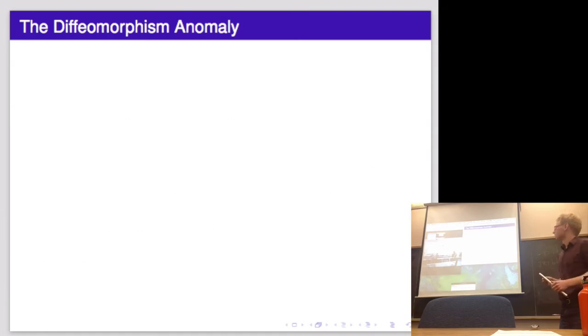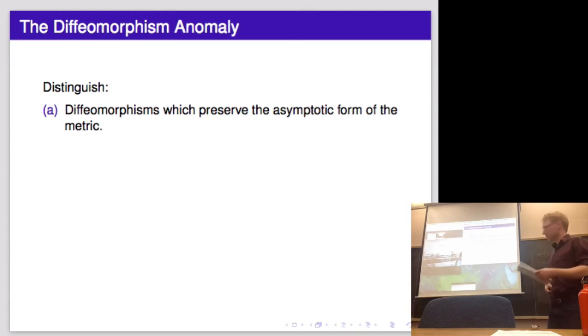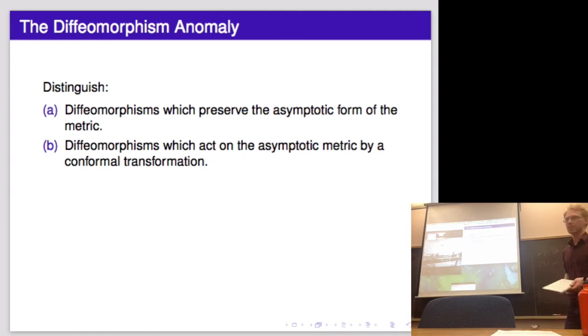So one thing that's interesting about these AdS-CFT cases is that the bulk theory can be subject to a so-called diffeomorphism anomaly. And this is something which Haro points out. So to understand what's meant here, let's first distinguish between two types of diffeomorphism. First of all, diffeomorphisms which preserve the asymptotic form of the metric, and second, diffeomorphisms which act on the asymptotic metric by a conformal transformation.